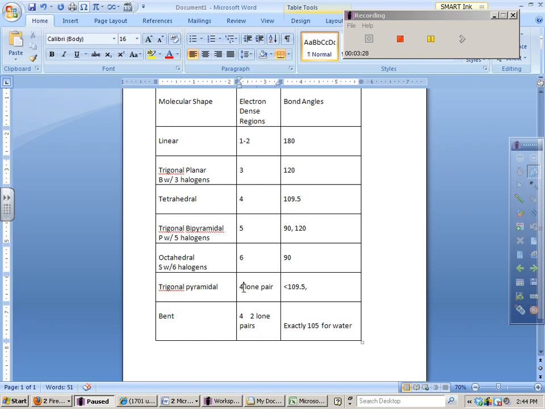This one has 1 lone pair. And that's the one that's also going to be less than 109.5, and exactly 105 degrees for water. All right, that ends all of our different angles and shapes.